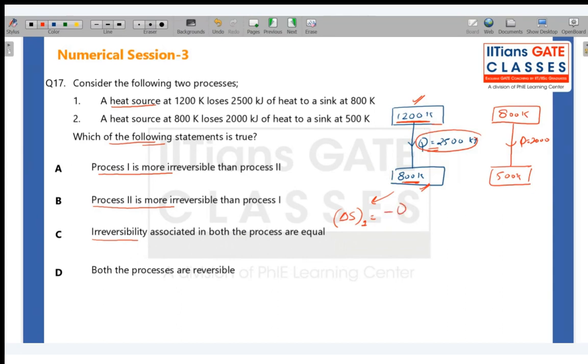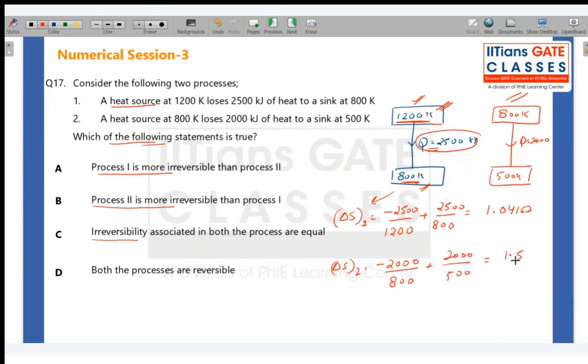So I can write minus Q upon 1200 plus Q upon 800. Because this heat is going out, so minus 2500 upon 1200 plus 2500 upon 800. So it is 1.04167. Now for this system, I can write minus 2000 upon 800 plus 2000 upon 500. So it is 1.5. Okay. So you see, delta S, the entropy change of the second, is greater than the entropy change of the first system.